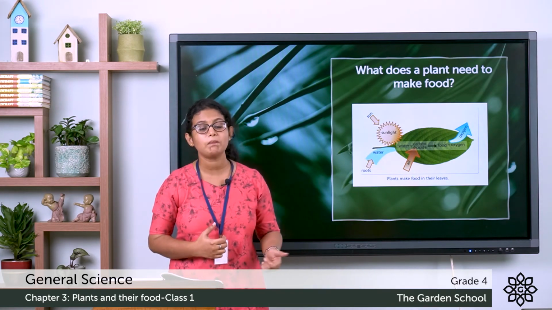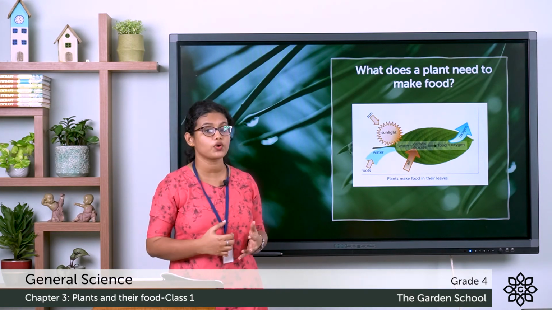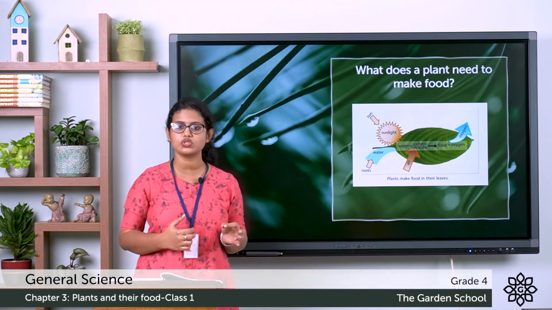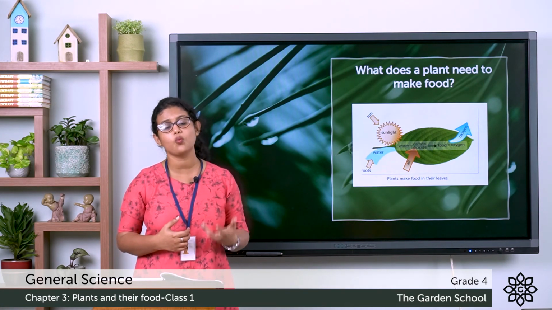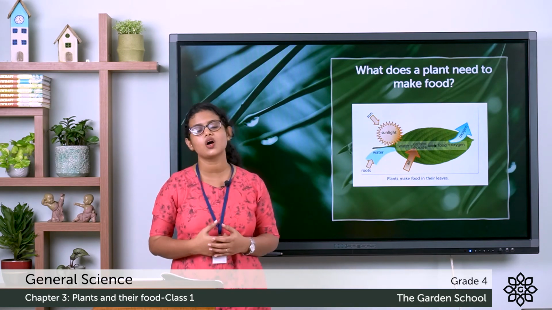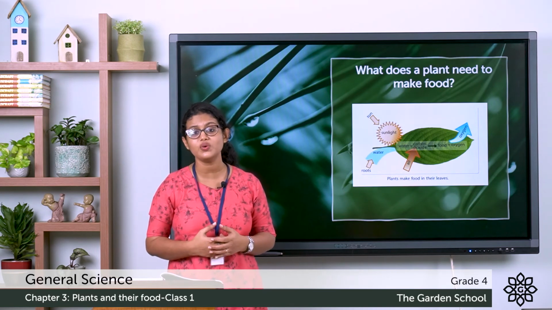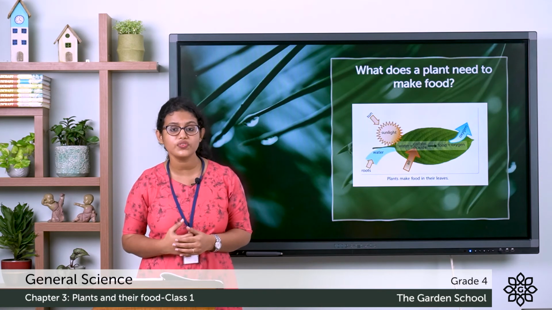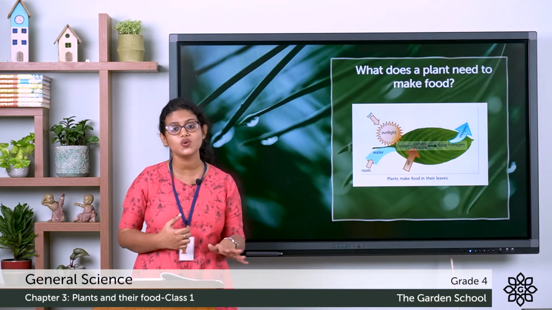So what all things do plants need in order to make food? They need water, they need air, they need sunlight and chlorophyll. And what is that process called? The process is called photosynthesis. It is a process by which plants make food using air and water in the presence of sunlight and chlorophyll. Where do plants prepare their food? They prepare their food in their leaves.